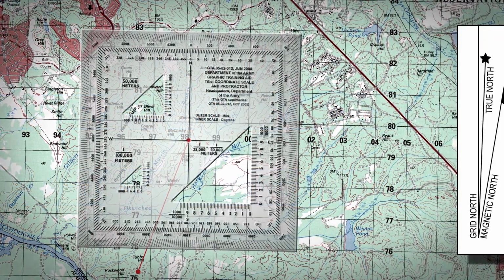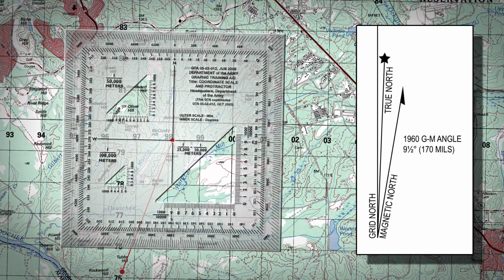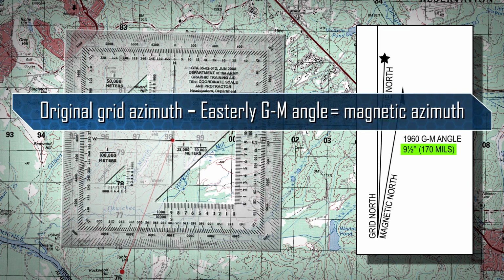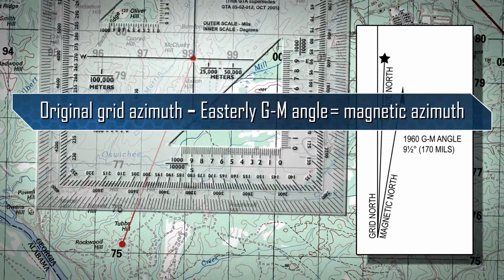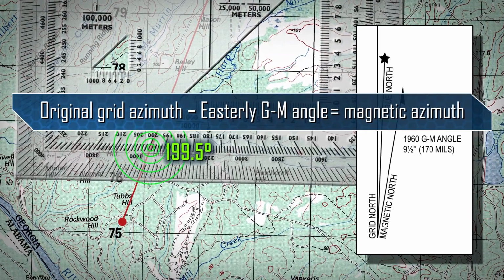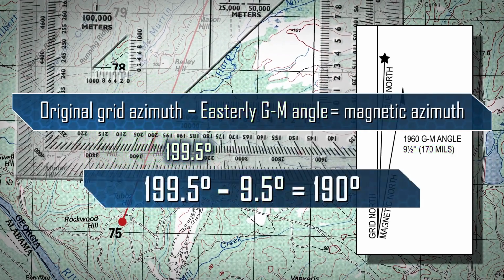In this example, the declination diagram on the map indicates the GM angle is 9.5 degrees. Because the GM angle is easterly, we will subtract to convert to a magnetic azimuth. We are starting with a grid azimuth of 199.5 degrees. Subtract the 9.5 degree easterly GM angle from the 199.5 degree grid azimuth. This results in a 190 degree magnetic azimuth.